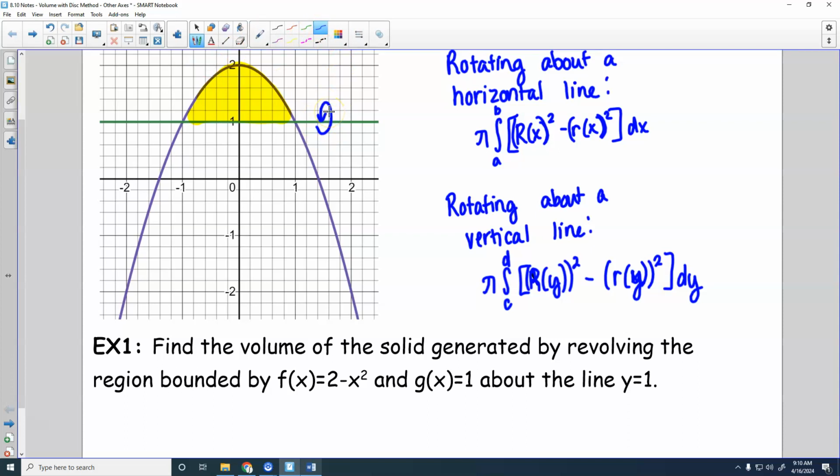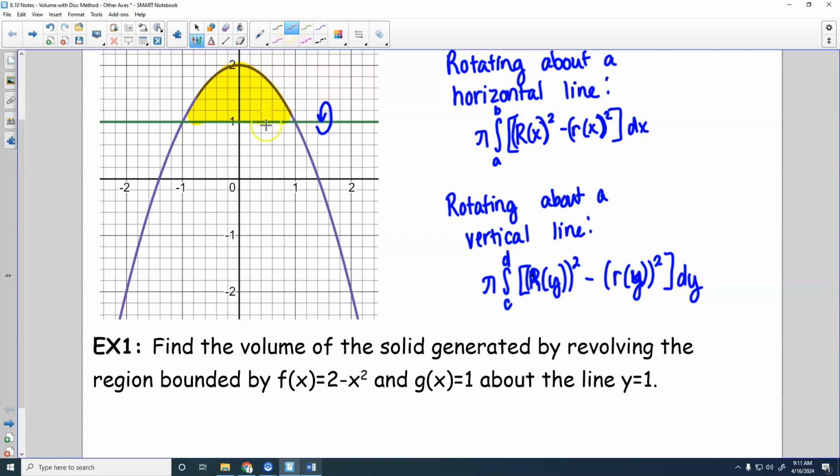Will this figure have a hole in the middle of it? It will not. If you rotate it around the x-axis, it would have a hole in the middle of it. But around the line y equals 1, it does not have a hole in the middle of it because it actually touches the line that it's rotating around. So in this case, when you don't have a hole in the middle, it's really like a disk method. Your lowercase r of x is going to be 0, and we'll see that here in a second.